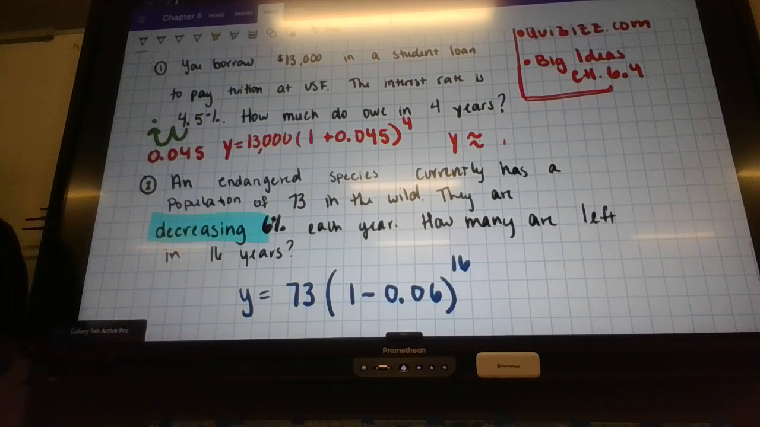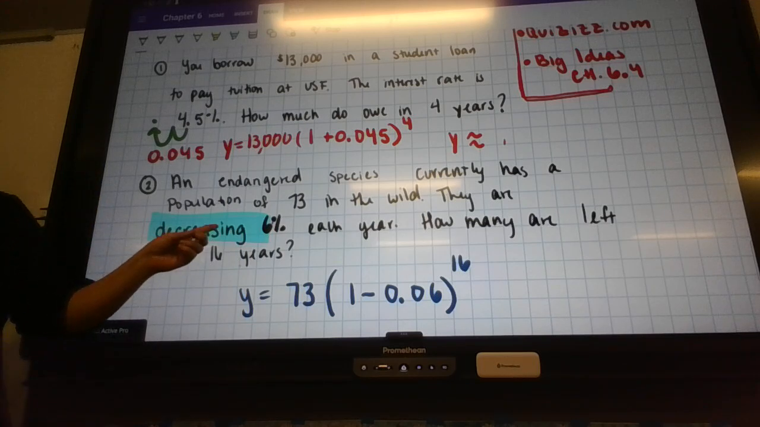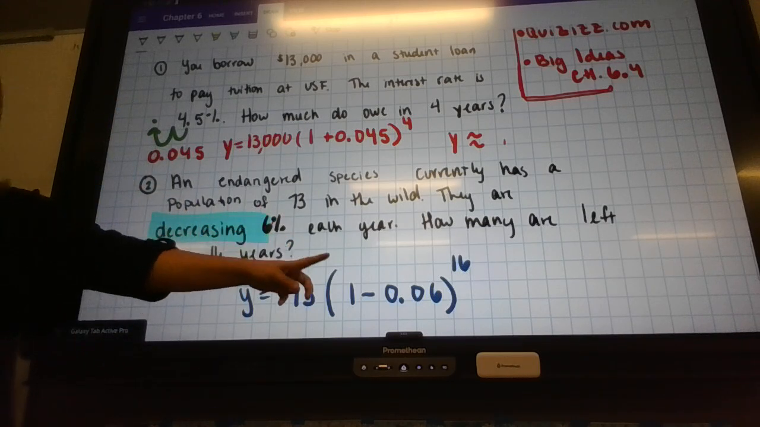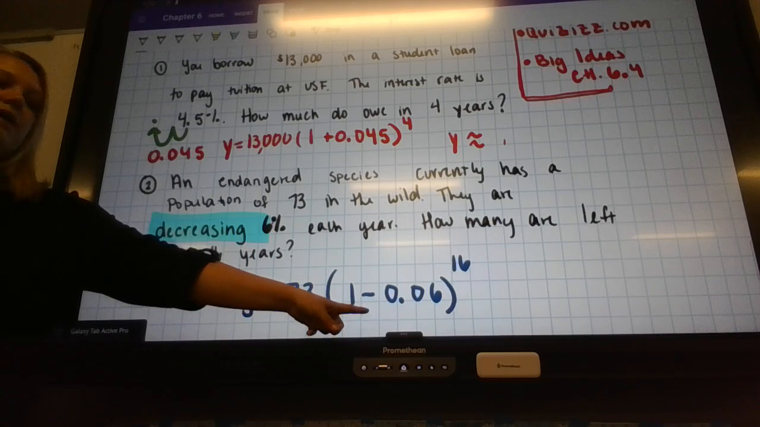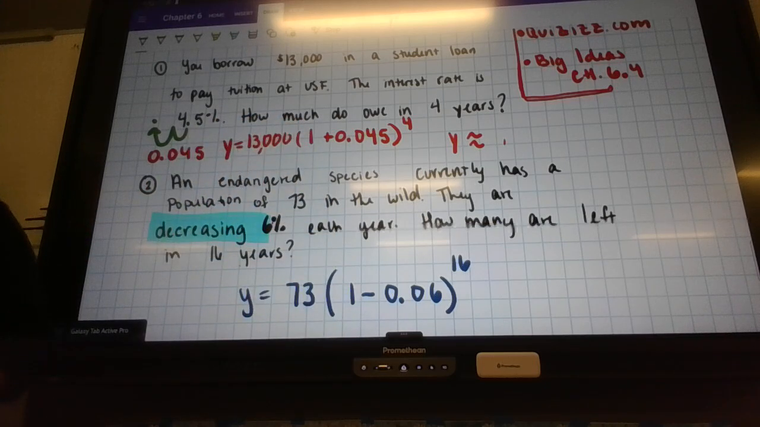Can somebody who has not spoken tell me why this one is a minus sign versus number 1 being a plus sign? Vladimir. The word decrease or decay means we will subtract by that interest rate instead of add. So that's good. A good example of growth and a good example of decay.